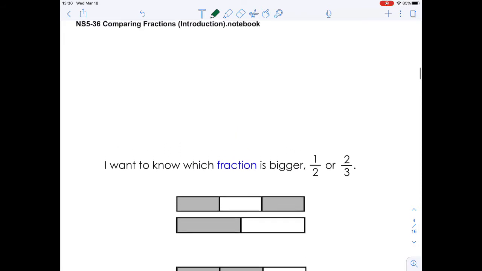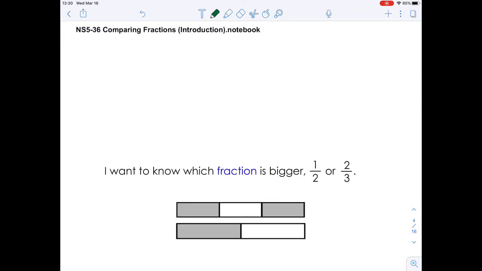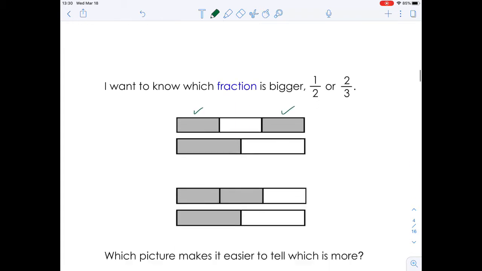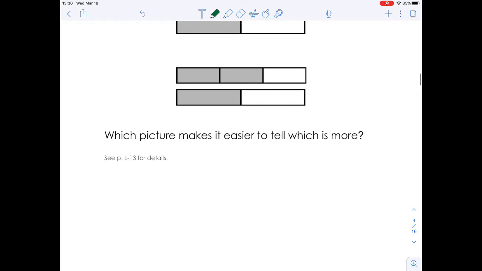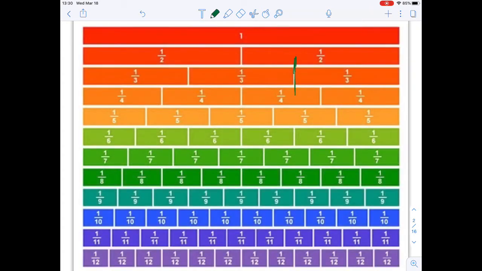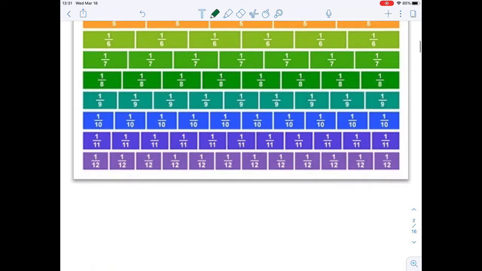When I see them like this, it may not be completely clear because we see that the shaded parts are spread out here. So if I have them side by side, like this, it's clear that 2/3 is bigger than 1/2. 2/3 is over here, 1/2 is over here. So 2/3 is clearly bigger.